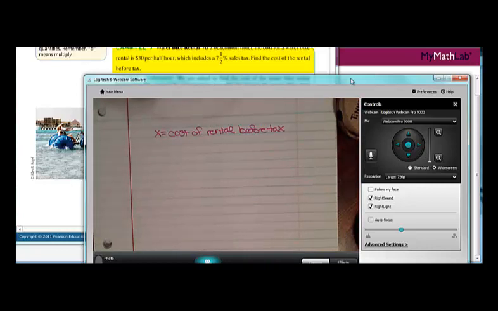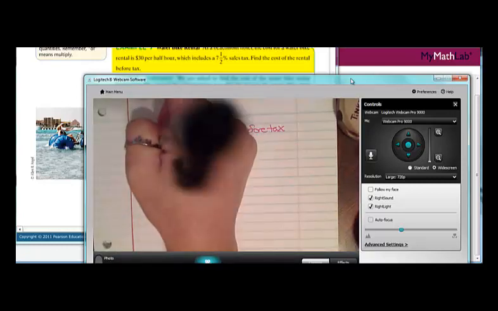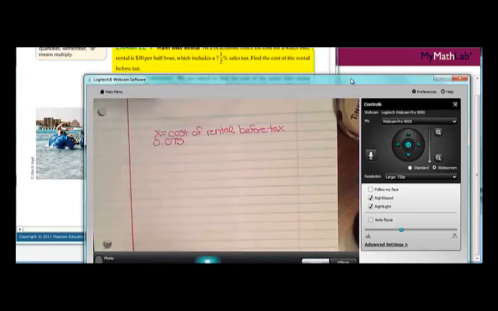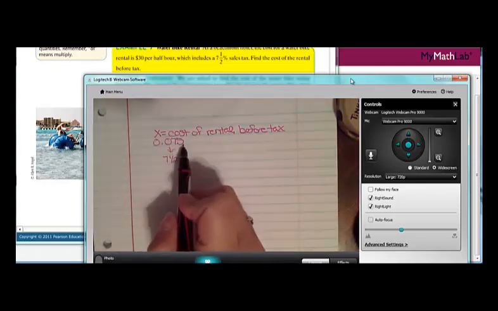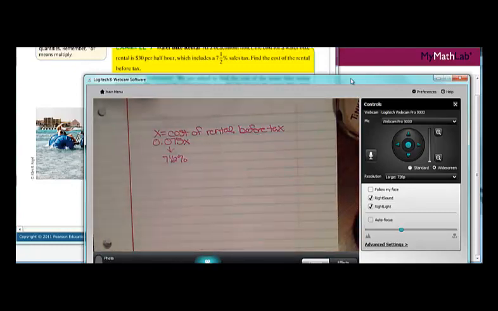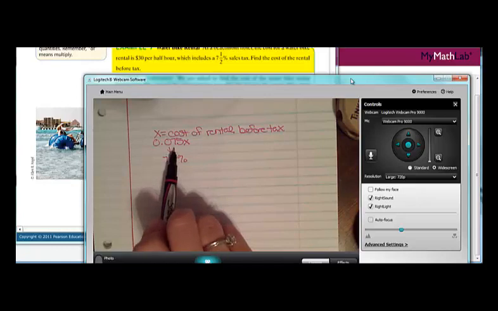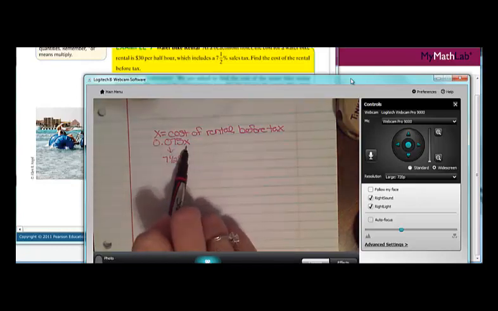But we do know that we have tax in ours. So that means we have 0.075. That's our 7.5%. Because remember, when you change percent, you have to move your decimal back. So 0.075x would be the cost of the rental with the tax. Because when you take taxes, you're taking 7.5% times every dollar. So you have to take that times the cost of the rental before the tax. So this is cost with tax.